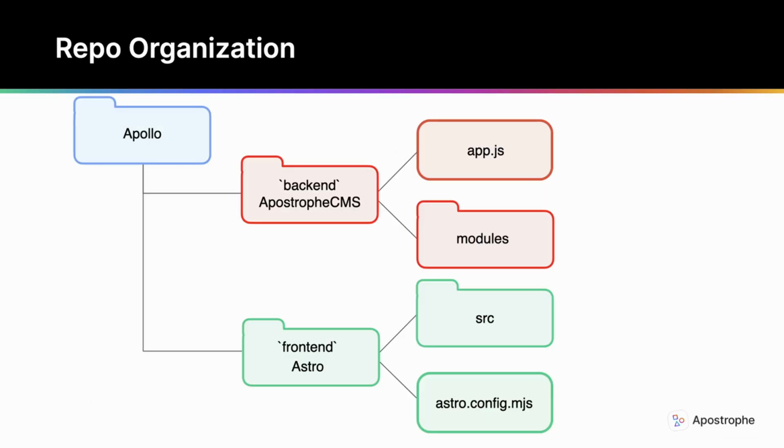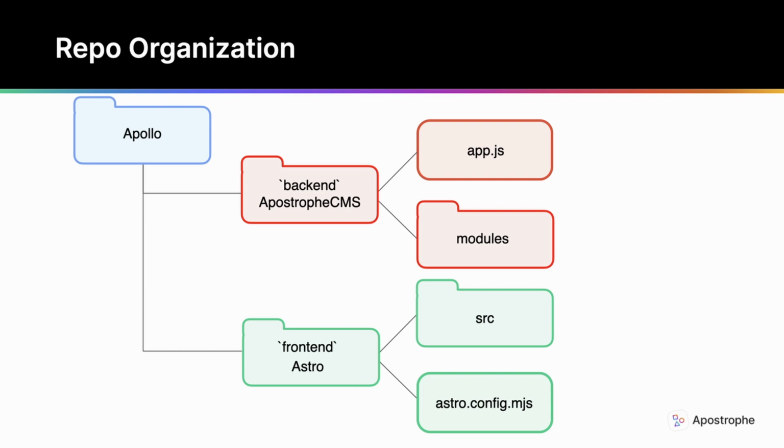In this series of tutorials, we're going to explore the integration of ApostropheCMS with Astro using the Apollo project as a working example. While Apollo provides an opinionated production-ready setup, the principles and patterns covered here apply to any ApostropheCMS Astro integration. The Apollo project has a mono repo structure with two main folders.